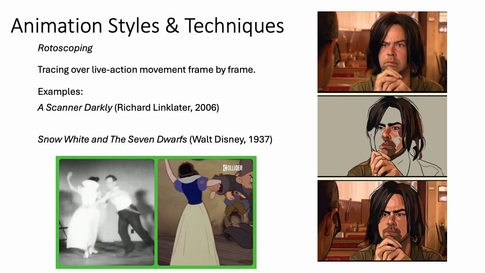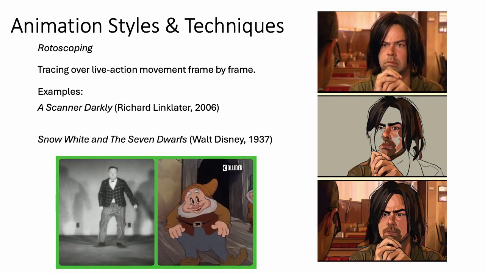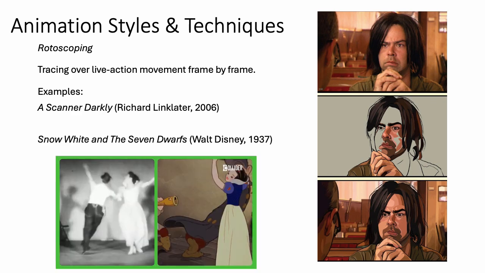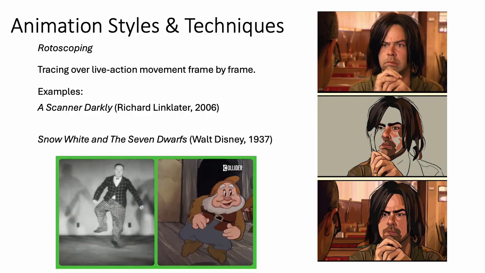Rotoscoping involves tracing over live action movement frame by frame. Examples of this are A Scanner Darkly, and the earliest example of this was accomplished in Snow White and the Seven Dwarfs by Walt Disney in 1937.